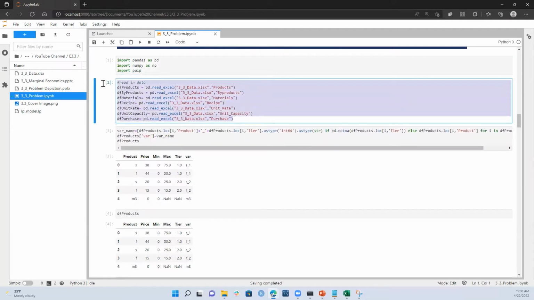After we do that, the next step is to read the data, and I'm going to pause here and pivot over to Excel so we can take a walk through the data set, so you can see what's changed with the introduction of this marginal economics concept.